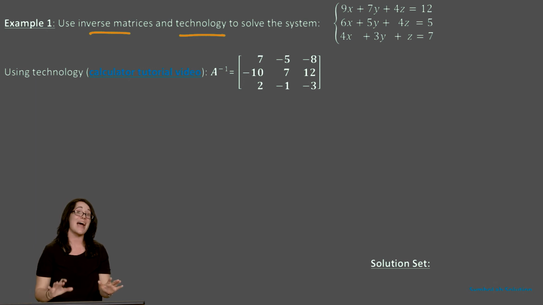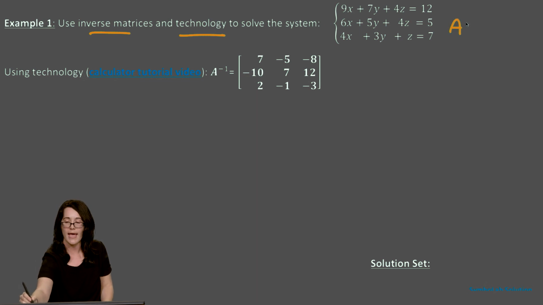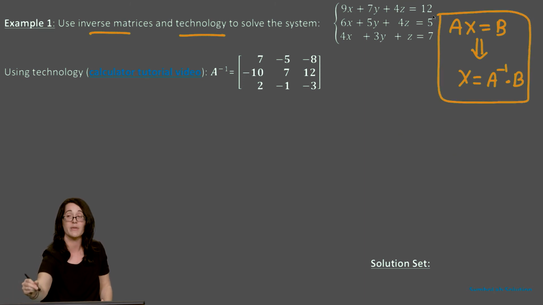Okay, so if we're asked to use a matrix inverse, that must mean that we're talking about matrix equation AX equals B, because that's the only time an inverse pops up. This is where we know that X must equal A inverse times B. So if we know this fact, we're going to be in great shape. Okay, so what do we need to do?